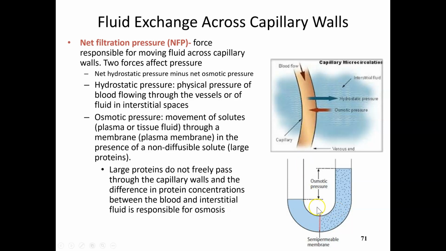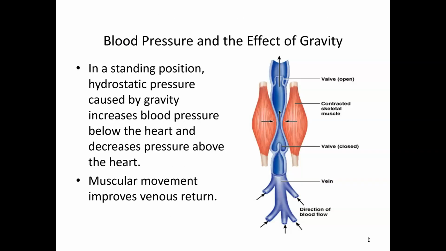If you remember, osmosis is the diffusion of water, and so the more solutes that we have in an area, the more the water is going to want to move to that area where we have a higher solute concentration. When we are standing, hydrostatic pressure caused by gravity increases blood pressure below the heart and decreases pressure above the heart. We can use our skeletal muscles to contract to help move this venous blood back up our veins to the heart. Our valves will also assist us to make sure that this blood does not move back down.